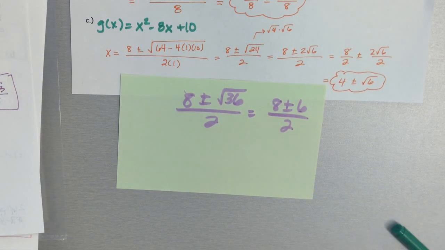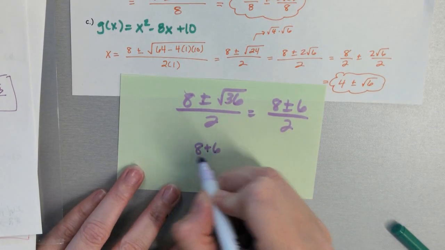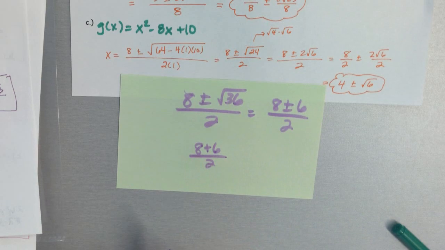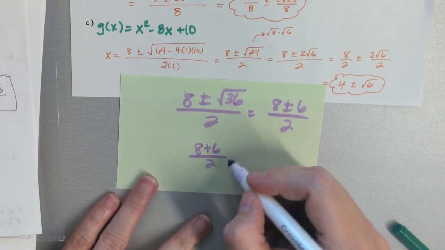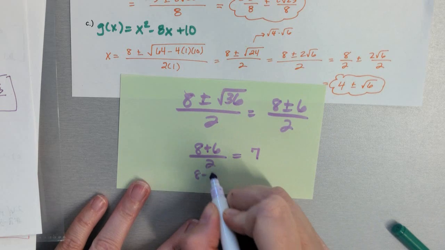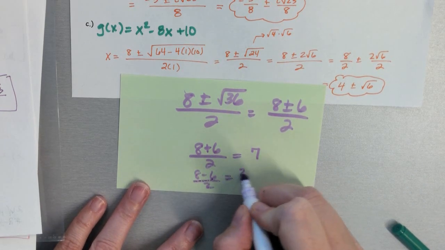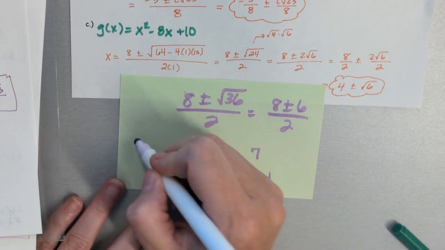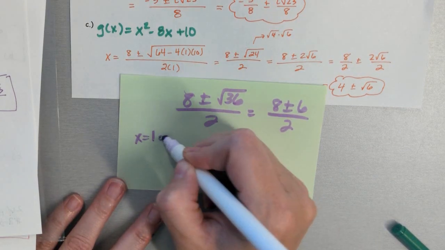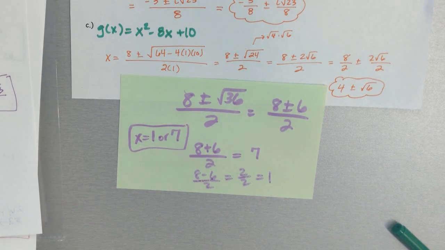So when you're doing this, you can actually simplify. You can do 8 plus 6 divided by 2. What's 8 plus 6? 14. So 14 divided by 2 is going to be 7. And then we would do 8 minus 6 divided by 2. So 8 minus 6 is 2. 2 divided by 2 is 1. So your final answer would be x equals 1 or 7. Okay? So those would be your 2 answers.